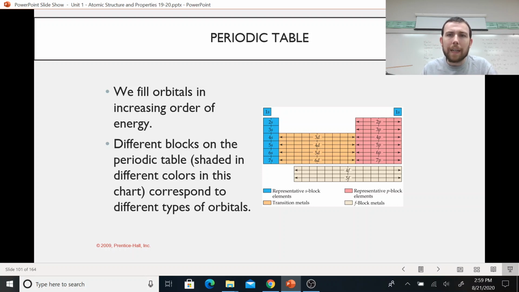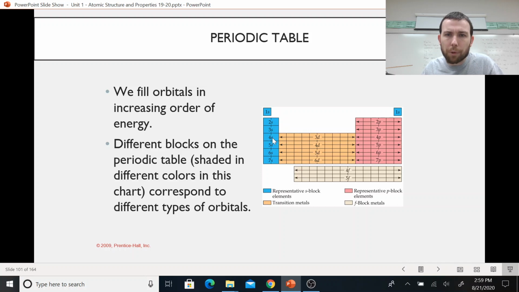As we move across the periodic table, we enter into our p orbitals. There are 1, 2, 3, 4, 5, 6 elements. That matches up with the fact that we have 3 orbitals that hold 6 electrons. And so these configurations are always going to end in some sort of p, whatever that superscript is going to be for the number of electrons.